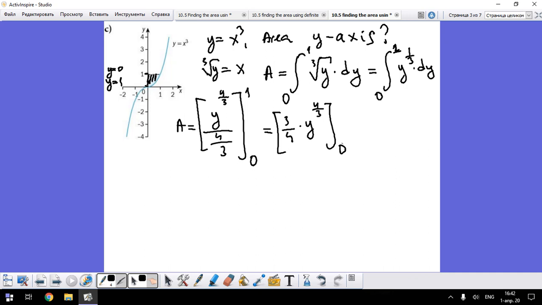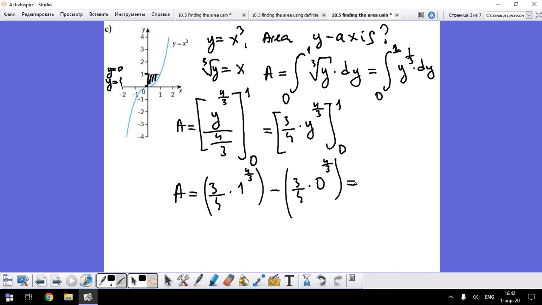After doing simplification, let's put in the numbers. The area should be 3 divided by 4 multiplied by 1 to the power of 3 divided by 4, in the brackets, minus 3 divided by 4 multiplied by 0 to the power of 4 divided by 3. So as a result, the answer will be 3 divided by 4 in the parentheses minus 0, or the area should be just 3 divided by 4. It should be the answer.